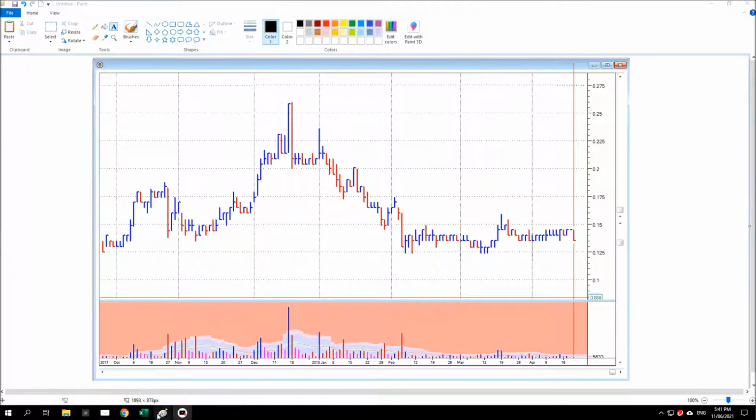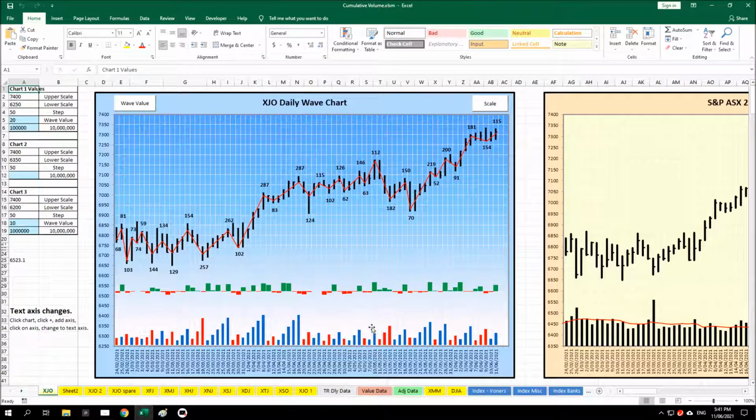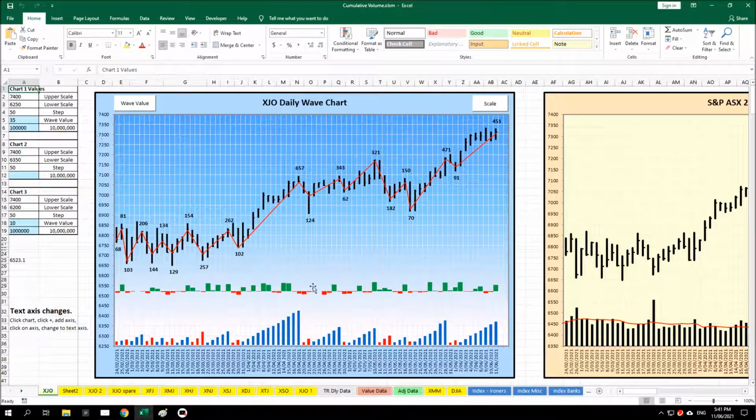When I post the wave chart in my XJO daily update, you can see the waves of buying and selling. You can see the buying wave and the selling wave in response, and the buying wave and the selling wave in response. And whenever you see the selling wave become as long or longer than the buying wave, it looks like price will pull back.